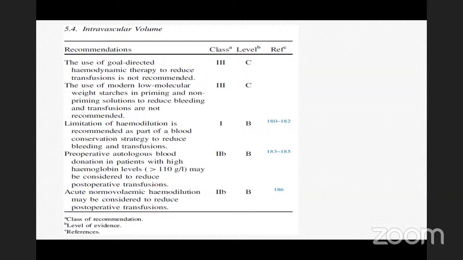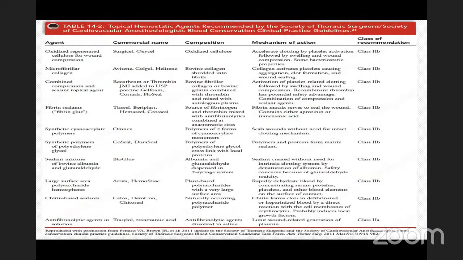Acute normovolemic hemodilution may be considered to reduce postoperative transfusion. This is class 2B, level B. So for the hemostatic agents, this is a table just to summarize the common hemostatic agents, their composition, their trade name, and the agent name, as well as the class recommendation for each. For example, for Surgicel it is class 2B. For Colgel or microfibrillar collagen it is again class 2B. So almost all of them are class 2B, except for tranexamic acid, which is class 2A.